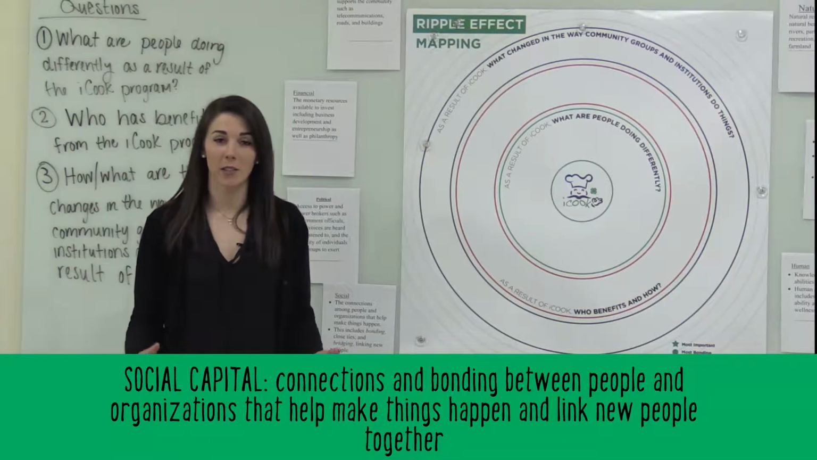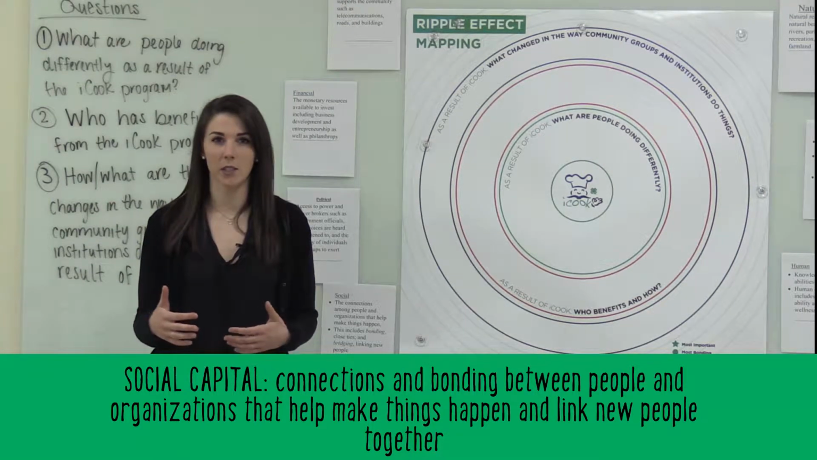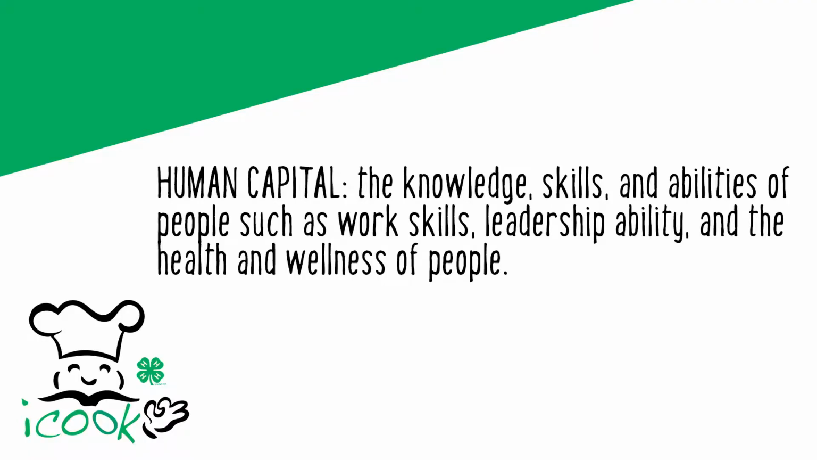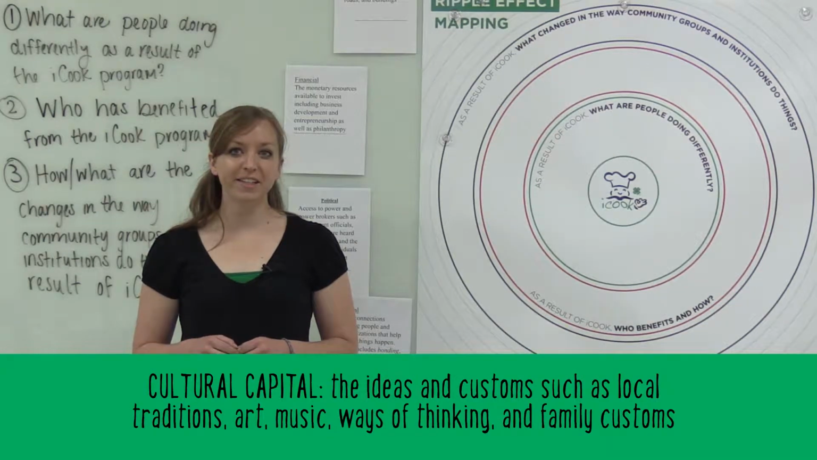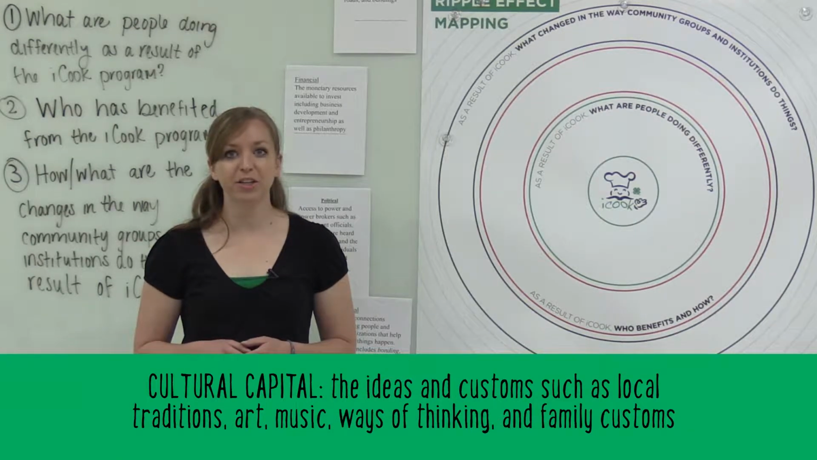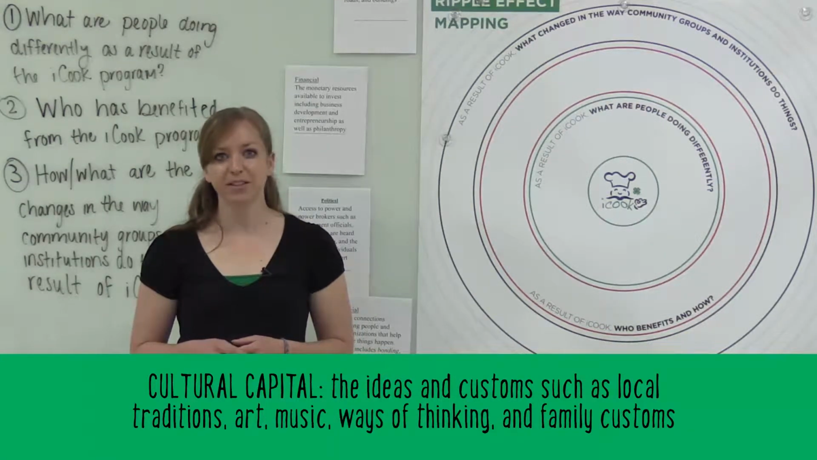Social capital is the connections and bonding between people and organizations that help make things happen and link new people together. Human capital is the knowledge, skills, and abilities of people, such as work skills, leadership ability, and the health and wellness of people. So our cultural capital are the ideas and customs such as our local traditions, arts, and music. It can also be just a way of thinking as well as family customs.